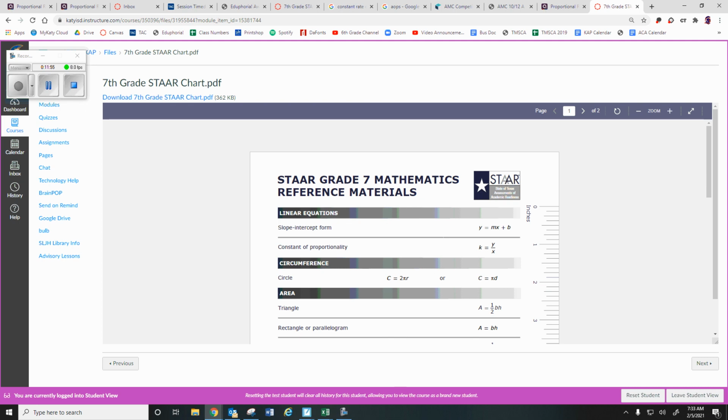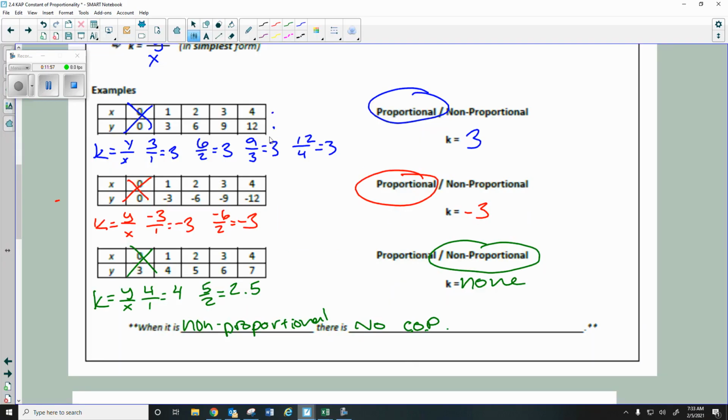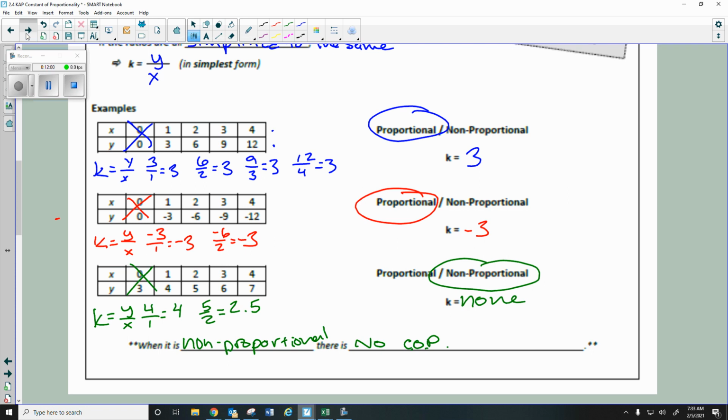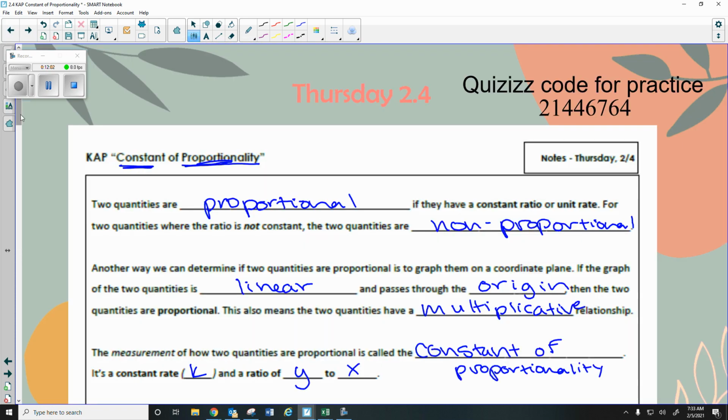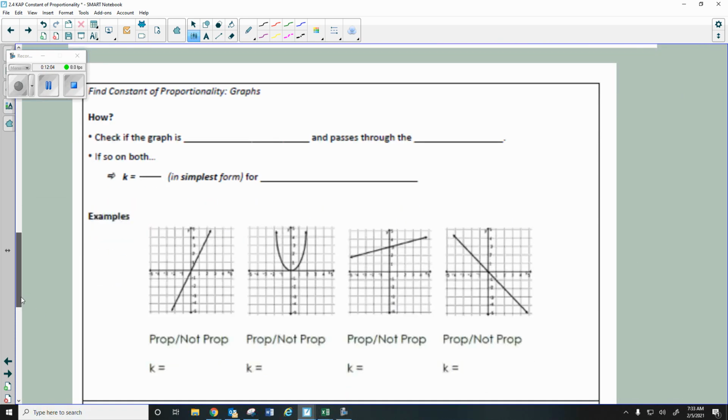Okay, going back to the slides. Okay, so that was for tables. The next 2 parts are going to be pretty quick. We're going to do it from a graph and from an equation.